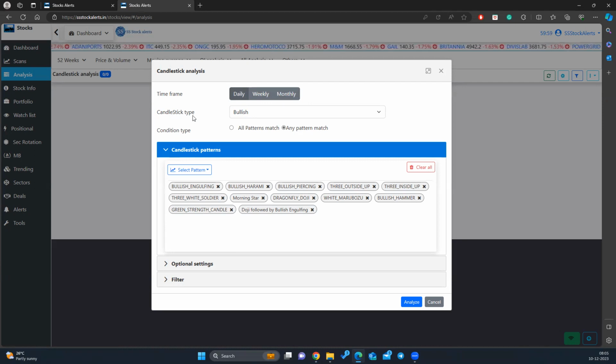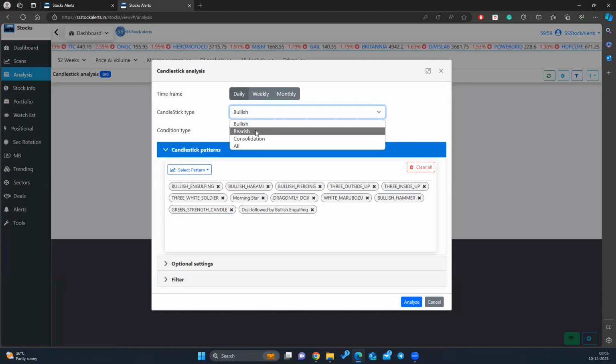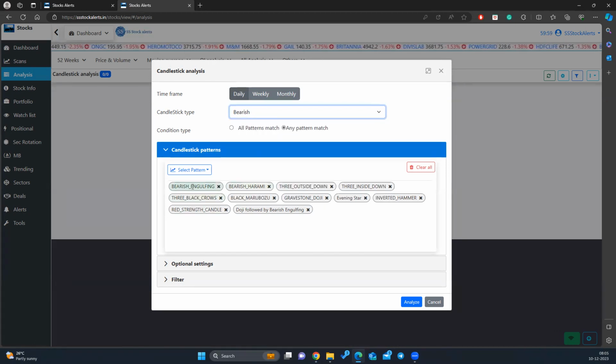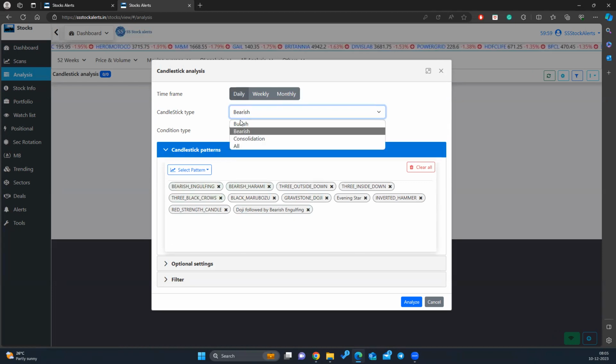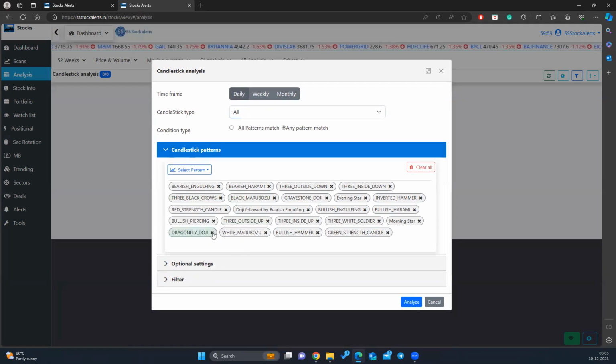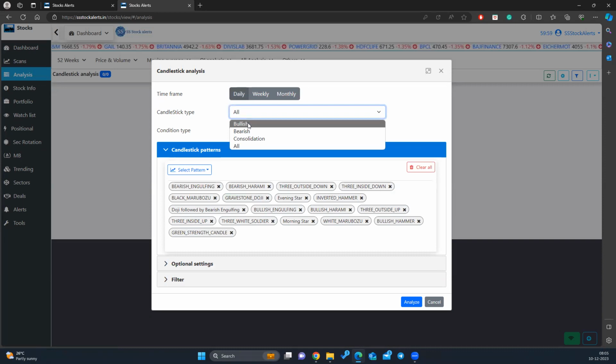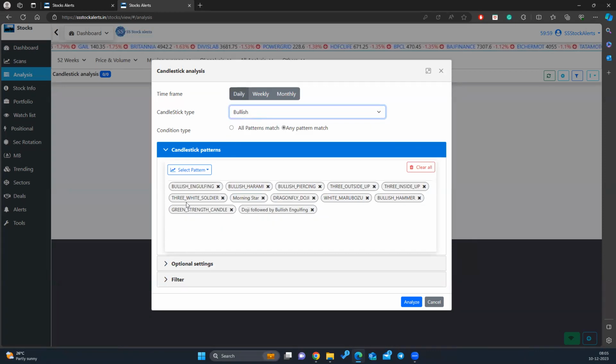The second thing is, by default we have categorized these scans into three types. You can go for bullish, and you can select the bearish patterns so that all bearish candlestick patterns will be displayed here, and for consolidation we can select anything. Suppose you want to mix them, you can mix them and fine tune whatever is required. For now, let me go with the bullish candlestick patterns. I want to check if any of the stocks are matching for these patterns.